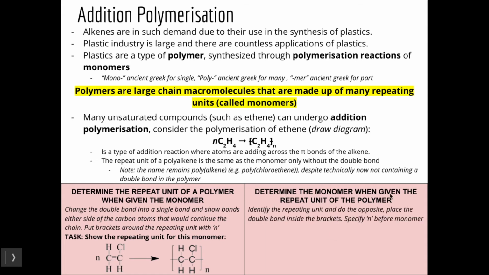Conversely, determine the monomer when given the repeat unit of the polymer. Same but different. We identify the repeating unit and then we do the opposite. We place the double bond inside the brackets, specify the N before the monomer. For example, if we had this repeat unit, what would the monomer look like? Pause, have a go, and check the answer now. Well, we put the double bond between them, and then we just place the N before.